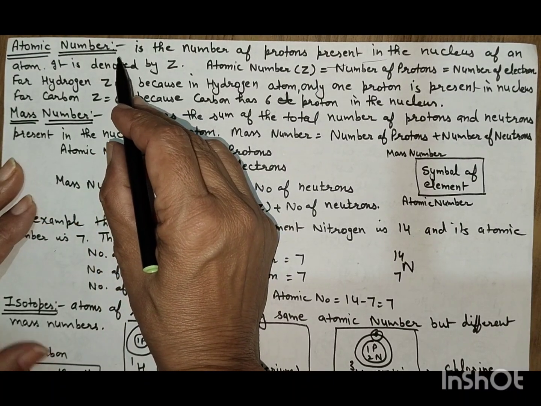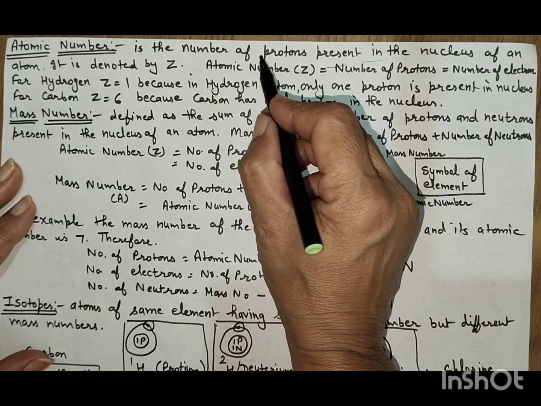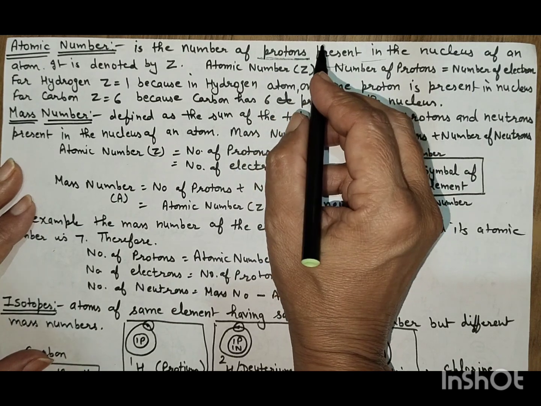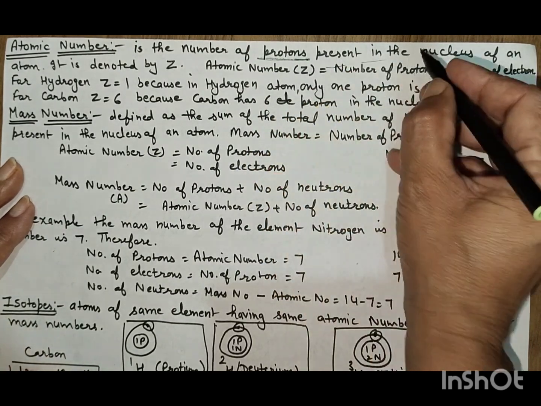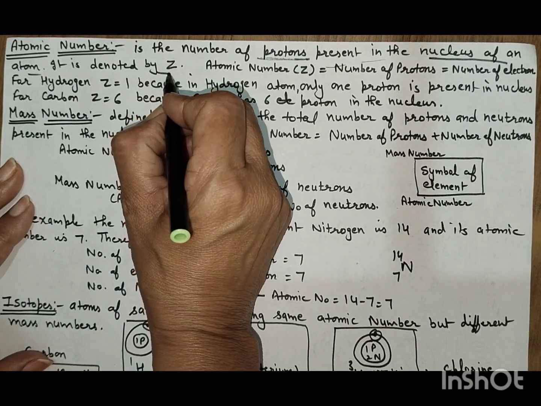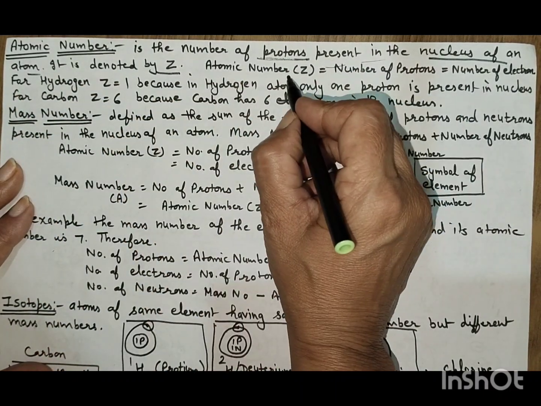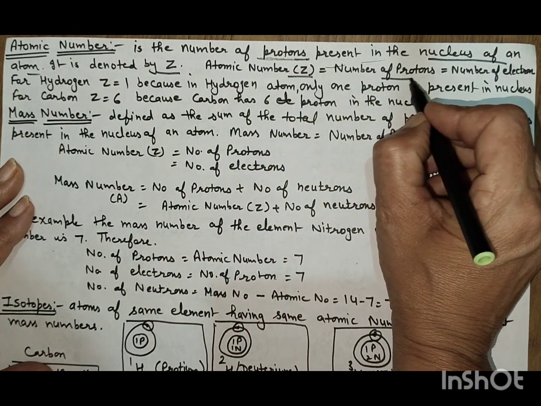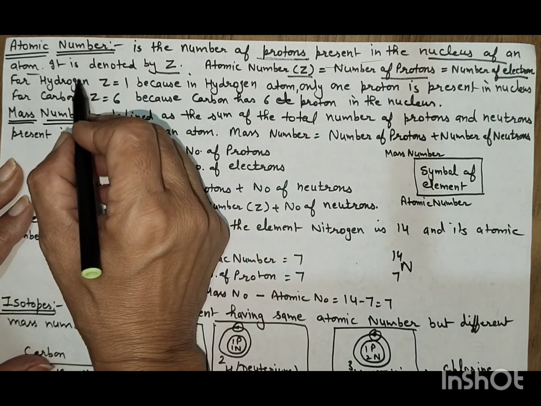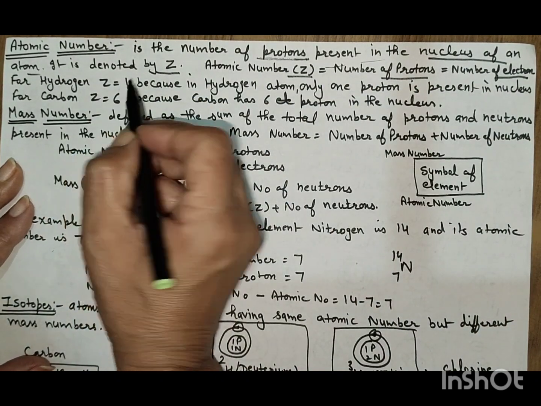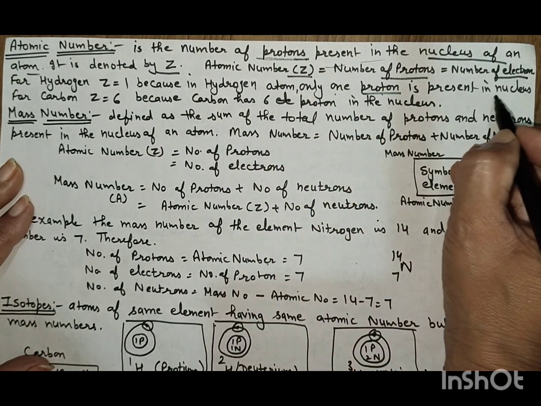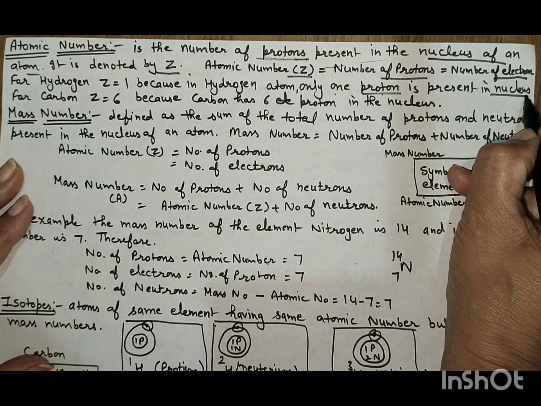What is meant by atomic number? Atomic number is the number of protons. It is the number of protons or electrons present in the nucleus of an atom. It is denoted by Z. Atomic number Z is equal to the number of protons, which is equal to the number of electrons. For hydrogen, Z is equal to 1 because in hydrogen only one proton is present in the nucleus.